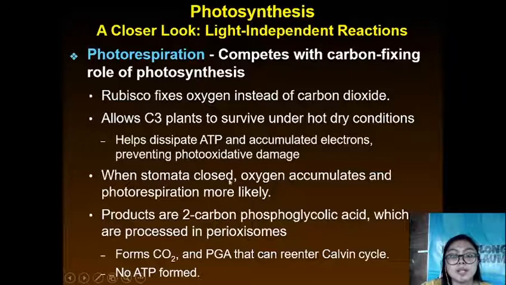So when stomata are closed, oxygen accumulates and photorespiration is more likely. Products are 2-carbon phosphoglycolic acid, which is processed in peroxisomes, forms carbon dioxide and PGA that can re-enter the Calvin cycle. No ATP is formed in photorespiration.